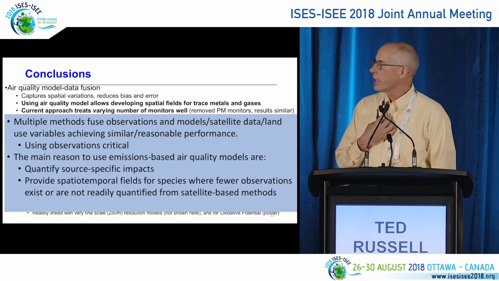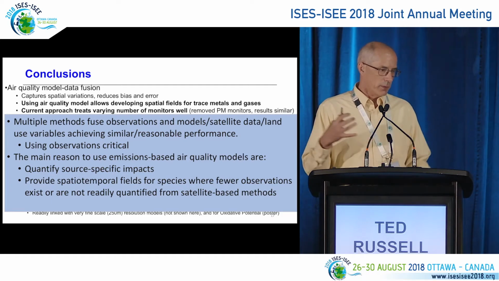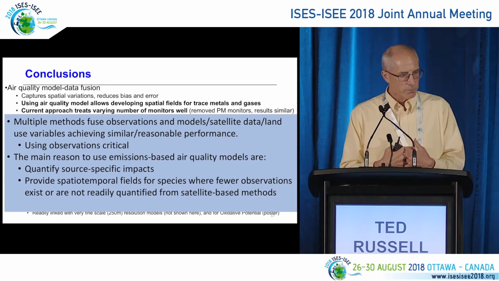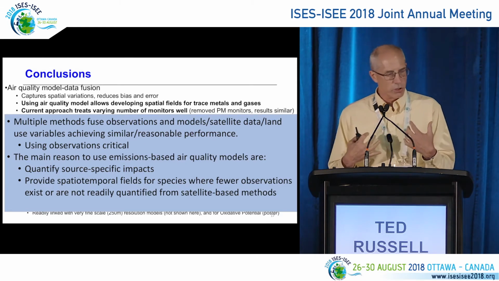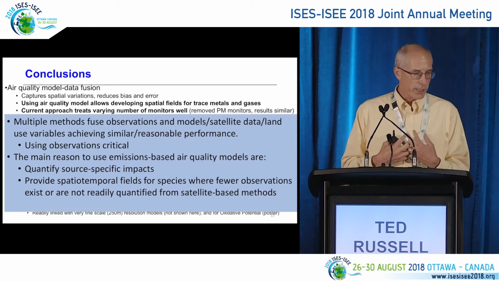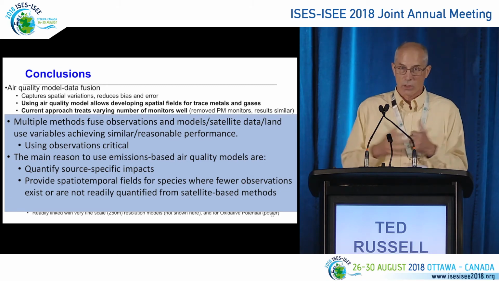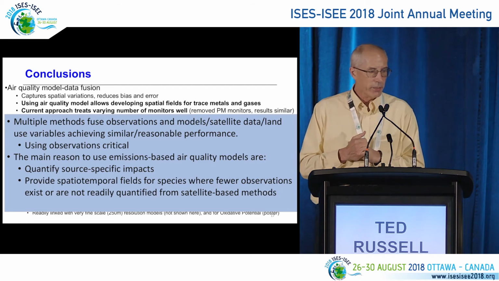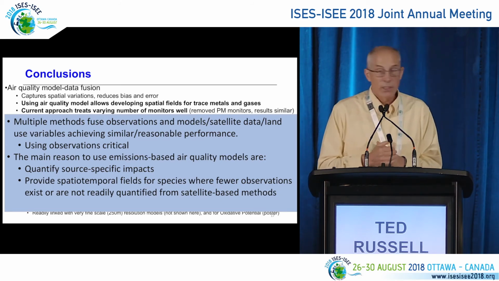But the thing I'd really take away from this is that multiple methods actually do work quite well, I think, linking them together. The main thing I like about using chemical transport models with this fusing technique is that you can get results for species that typically you can't, that are going to be hard otherwise, and you can get quantitative source-specific impacts. Thank you very much.